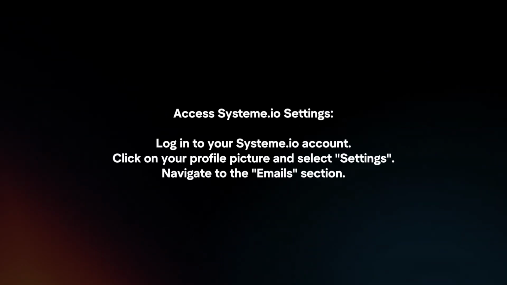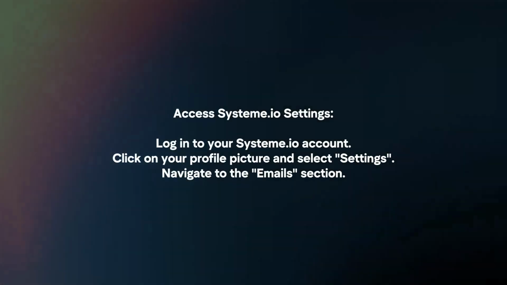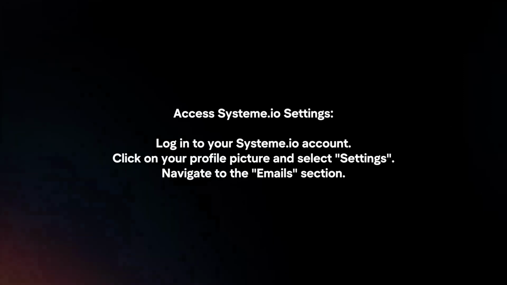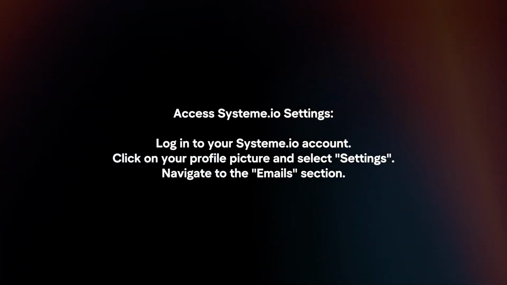Access System.io settings. Log into your System.io account. Click on your profile picture and select Settings. Navigate to the Email section.